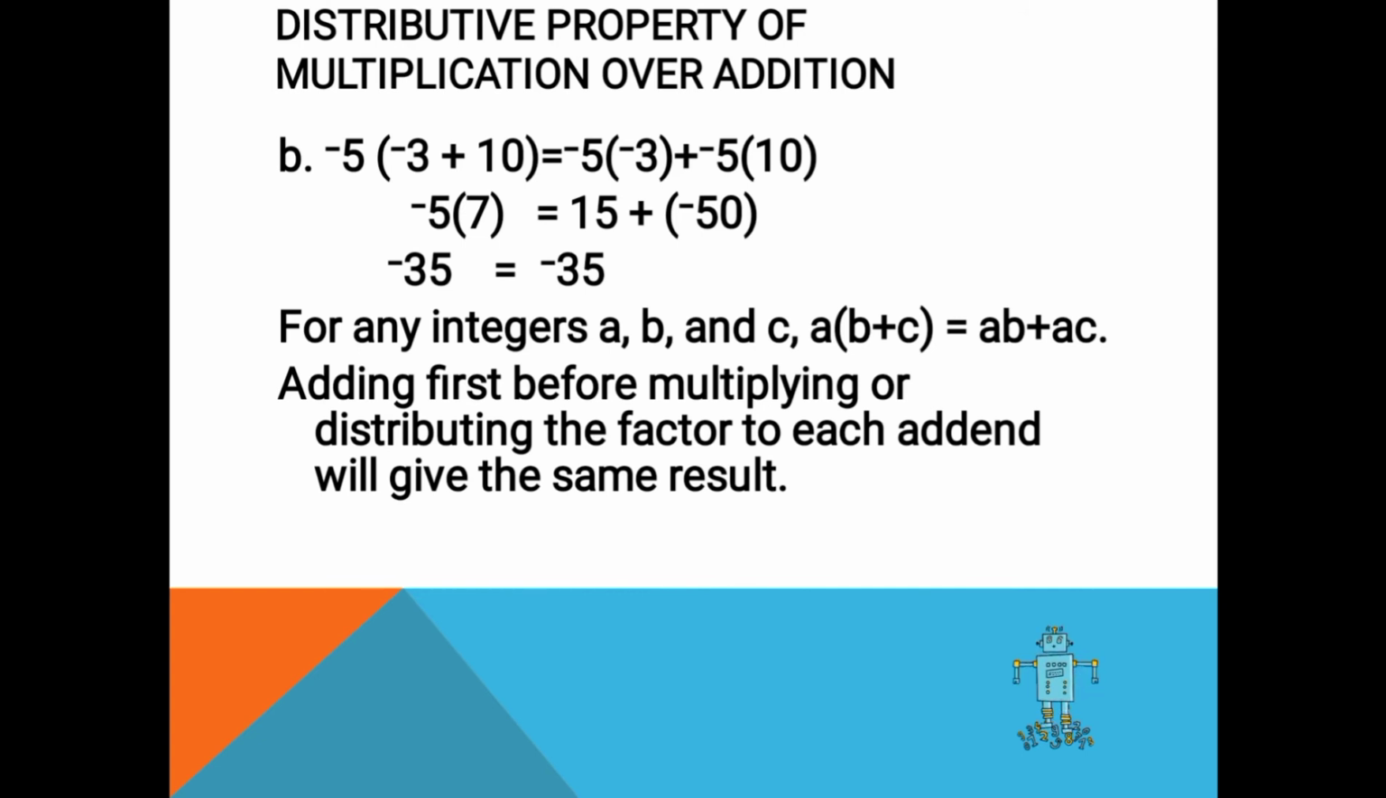What is our rule? For any integers A, B, and C, A times the quantity of B plus C is equal to, distribute the A to the addends inside the quantity, AB plus AC. Adding first before multiplying, or distributing the factor to each addend, will give the same result. So that is the distributive property of multiplication over addition. I hope you will understand. So you repeat that and repeat until you master our property.